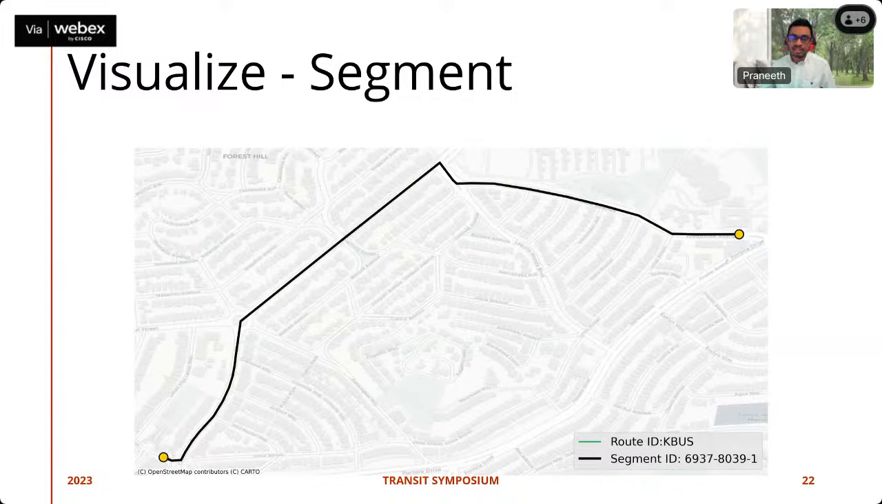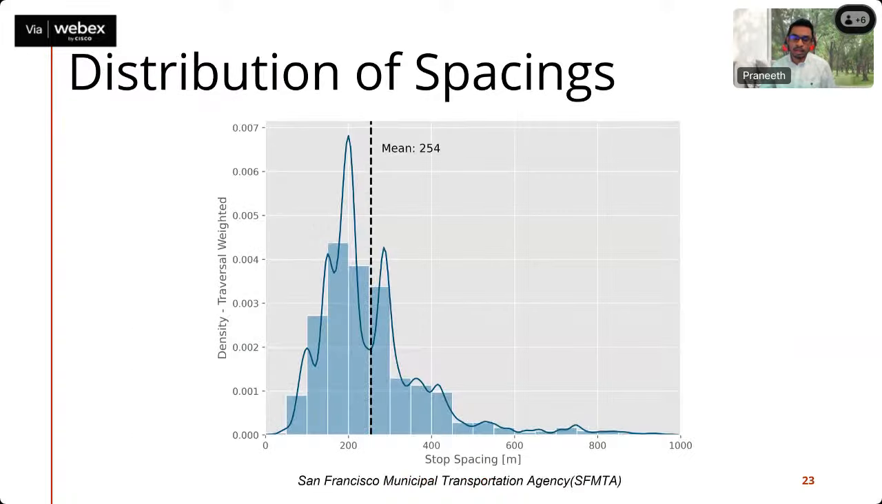And besides viewing these segments in a network with a base map, you could also view these segments as a histogram by getting the distribution of spacings. So here's an example again from SFMTA. And you can see that this particular distribution here is bimodal. So if someone were to represent this transit network or model it, probably a unimodal approach might not be the right approach here. And without knowing the distribution of spacings, it's hard to gauge that.